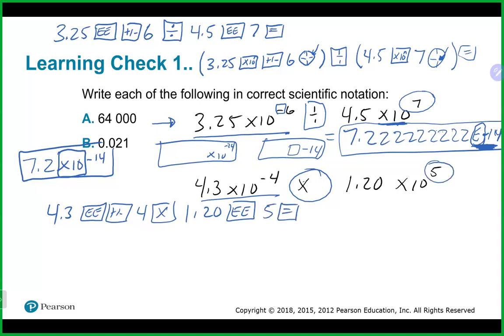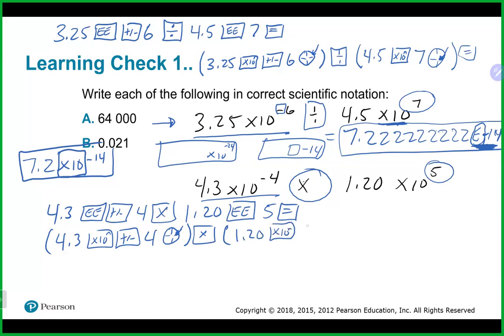Once again, if you have the will, you need to parenthesis it up. Yeah, 4.3, exponent button, negative button, 4. Hit the right side to close the parentheses, multiplication button, open parentheses, 1.2 times 10 to the 5. Hit the right arrow to bring your cursor back down, close the parentheses, hit equals.